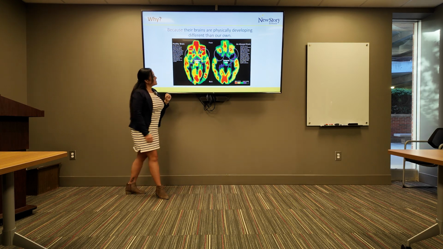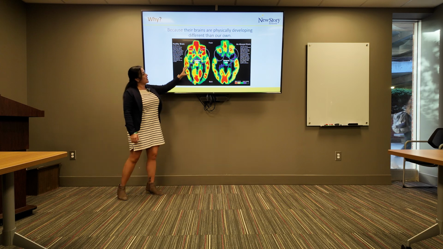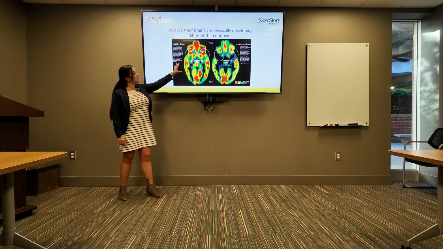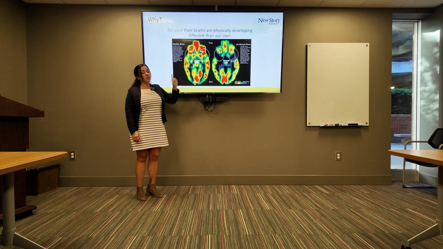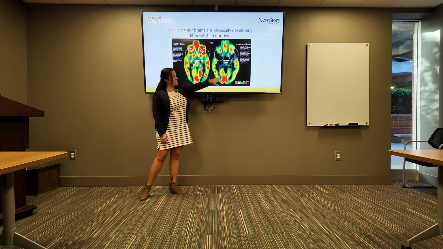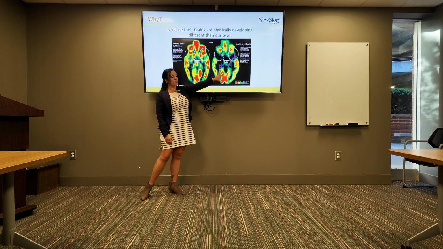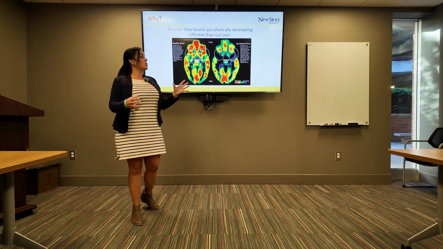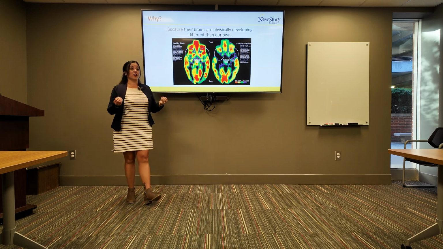What's also interesting is you'll notice that while you might think the healthy developing brain has more activity in all parts of it, the abused brain is actually more active in this area back here. Does anyone know what that part of the brain is responsible for? That's your limbic system. That's that part of your brain that is responsible for your fight or flight.